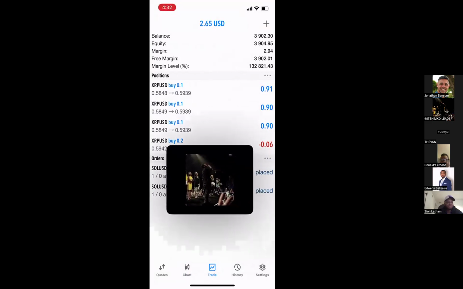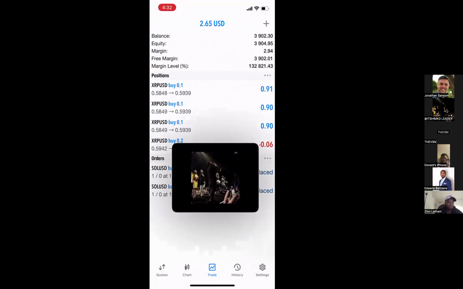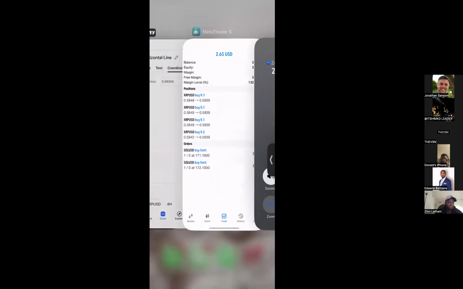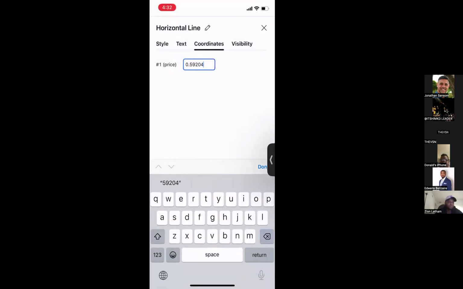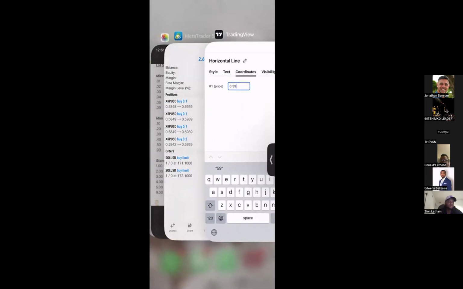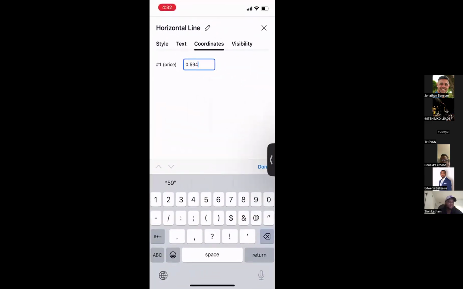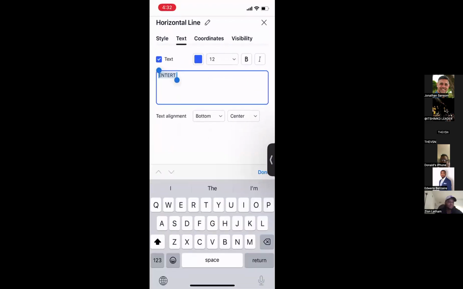How do I know what's my entry? It's these first numbers right here, okay, which is 0.5942. So I come right here, 0.5942. Boom, boom. I put it right there. This is my entry.